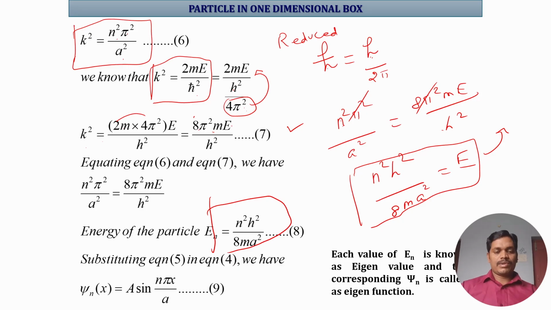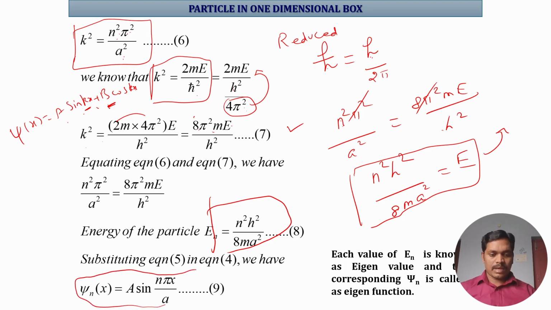And substituting equation 5 in equation 4, since we know psi of x equal to a sin kx plus b cos kx. That is equation 4, in which we have obtained b as 0, so that we get psi of x is equal to a sin kx. Instead of k, you can substitute n pi by a. That's why we are getting psi of x is equal to a sin n pi x by a.